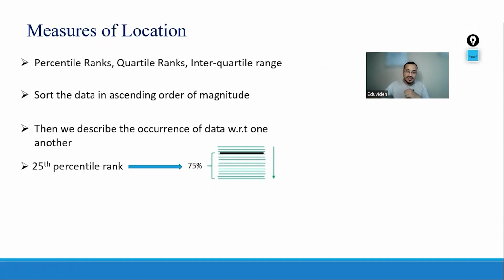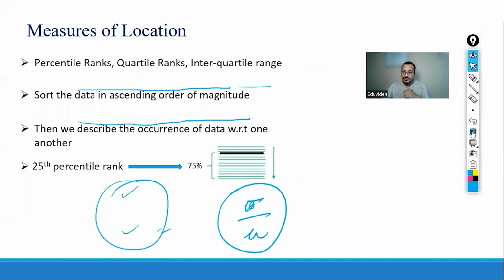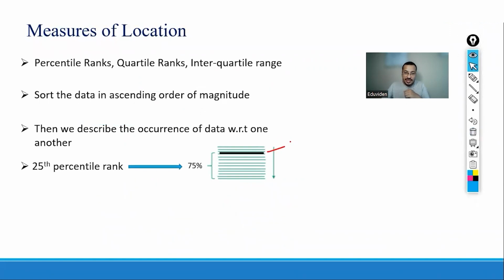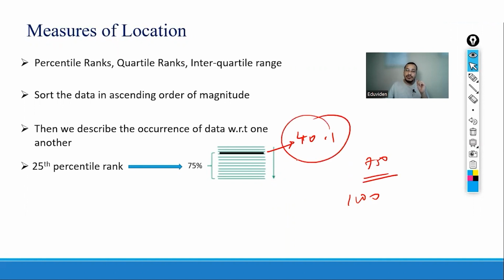Now, suppose this value is, say, 40.1. That means 75% of the entire data points are greater than 40.1. Suppose we have 1000 data points, then 750 values are greater than 40.1 and 250 values will be less than 40.1. That is what it basically means.